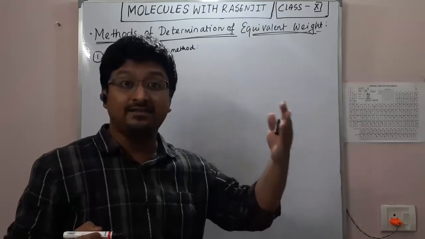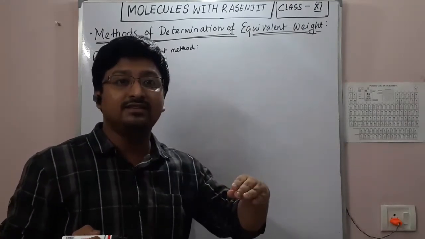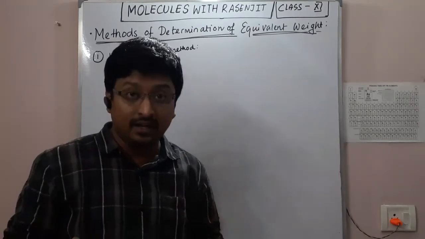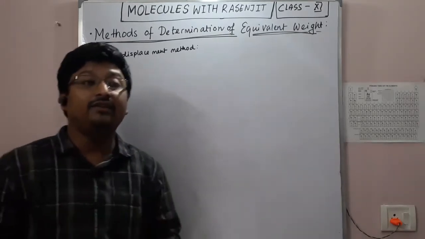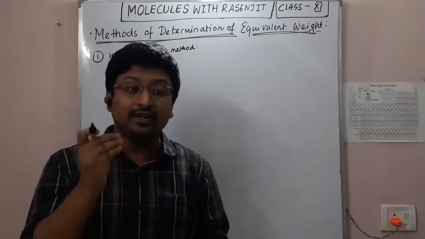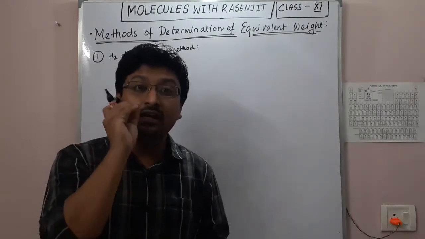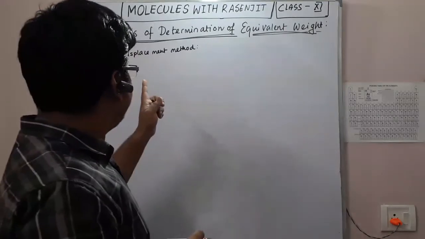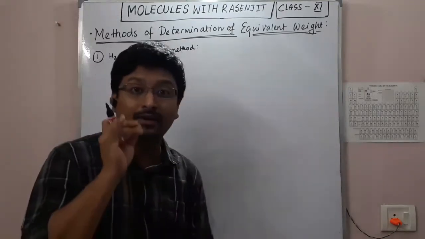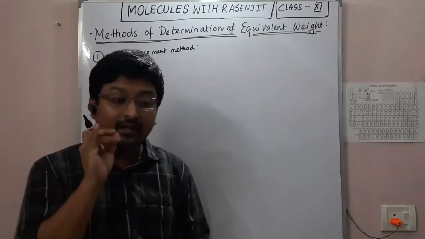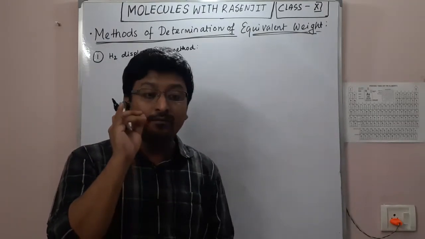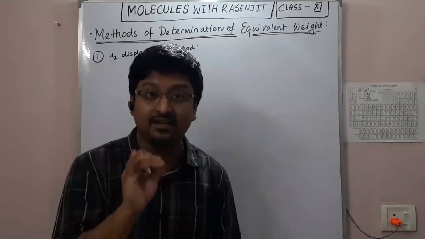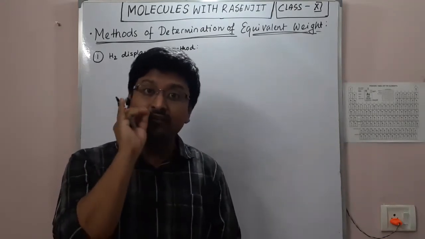Means hydrogen gas. Or in another way we can say, if in any reaction or process hydrogen gas is evolved, in that case you can calculate the equivalent weight of a particular metal. That means in this method we can determine the equivalent weight of the metals which displace hydrogen gas from the acid.